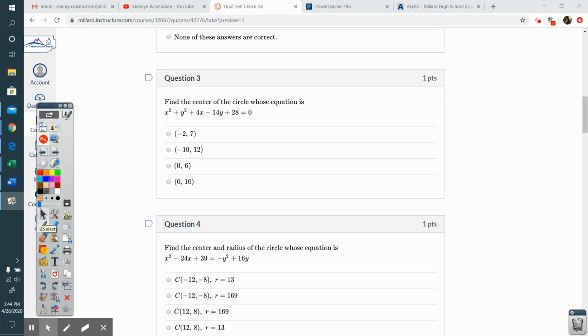So we start by putting the x's together and then the y's. So we start x squared plus 4x, space, y squared minus 14y, space, equals this 28. It's positive here, so if I move it to the other side, you just change the sign, because I subtract from this side, subtract from that side. So that's how we get there.